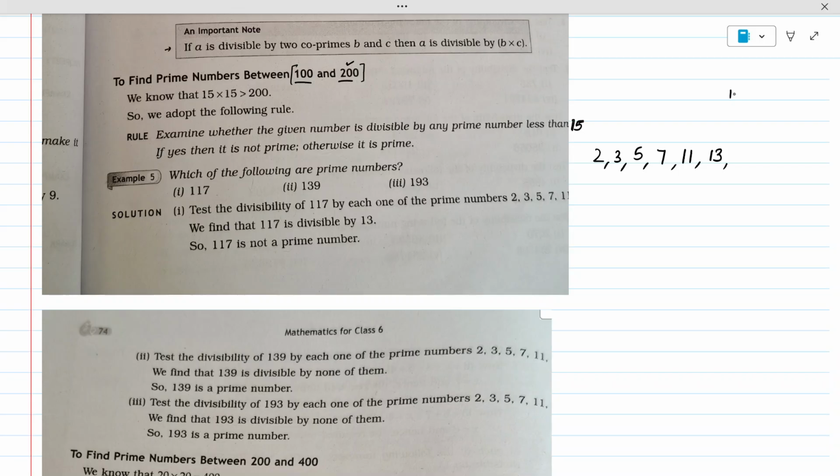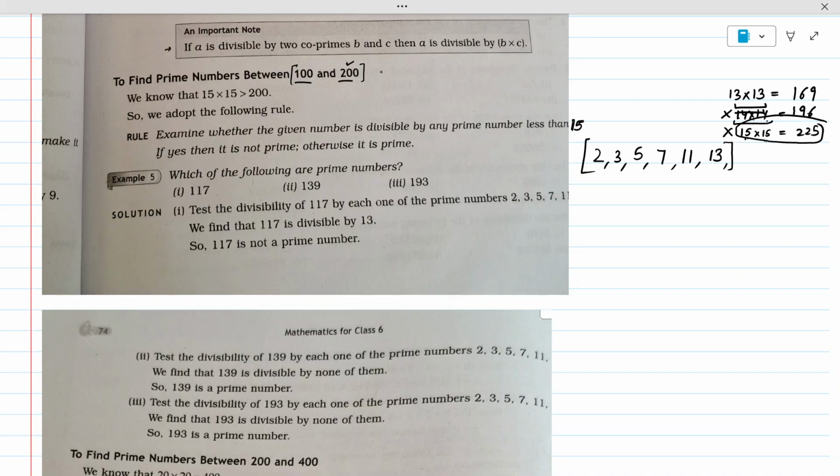Now if you multiply 13 with 13, that product is 169. 14 into 14: 14 is not a prime number, so we can simply ignore it, though its product is 196. The product of 15 with itself is 225, which is greater than 200, so we have to ignore this. We have to ignore 14 also, because it is not a prime number. So here we have to check till 13.